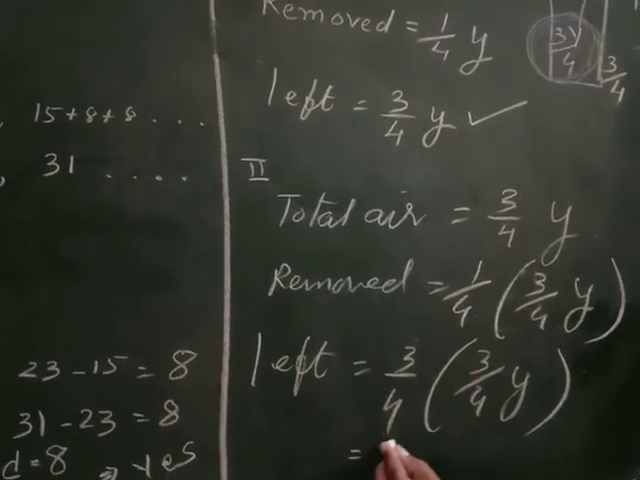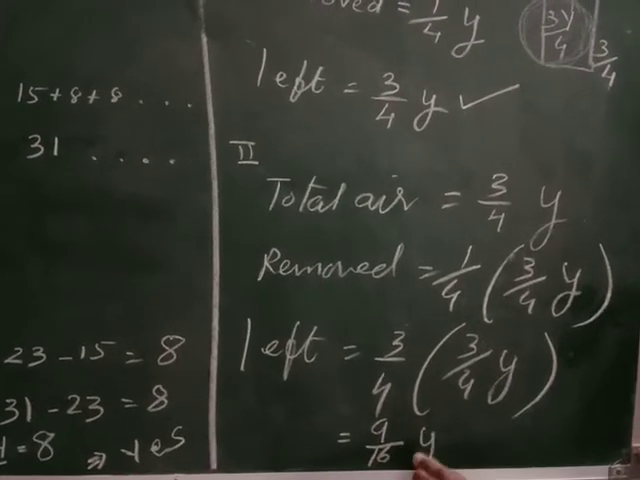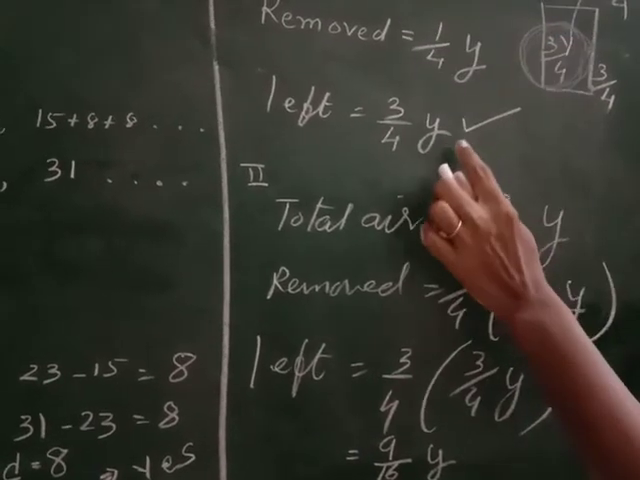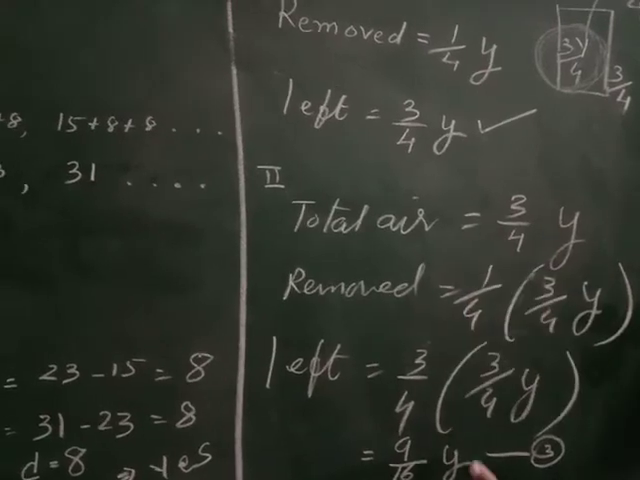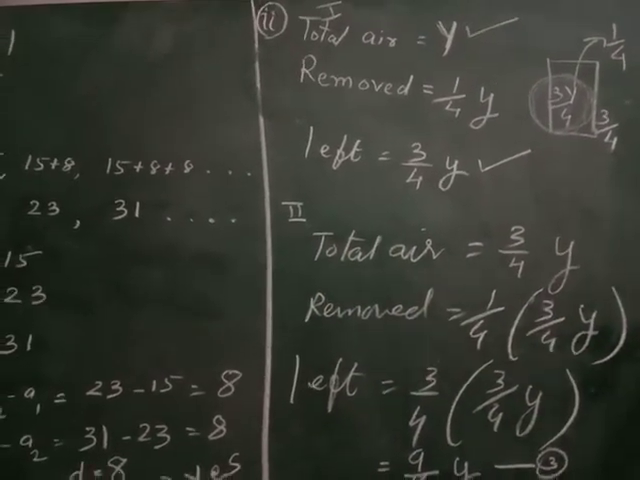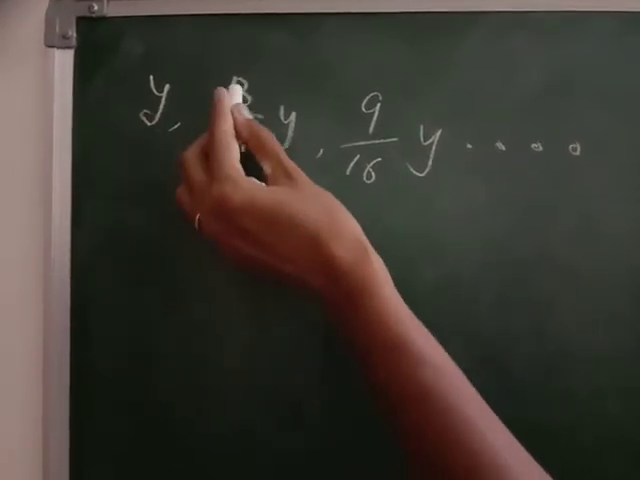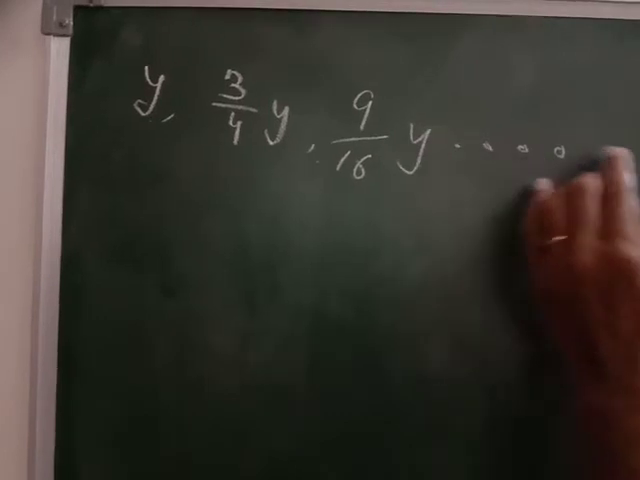So which is equal to 3 3s are 9, by 4 4s are 16y. So this is my first term, this is my second term, this is my third term. So let us write this down in the form of a series. The first term is y, second is 3 by 4y, third is 9 by 16y and so on.